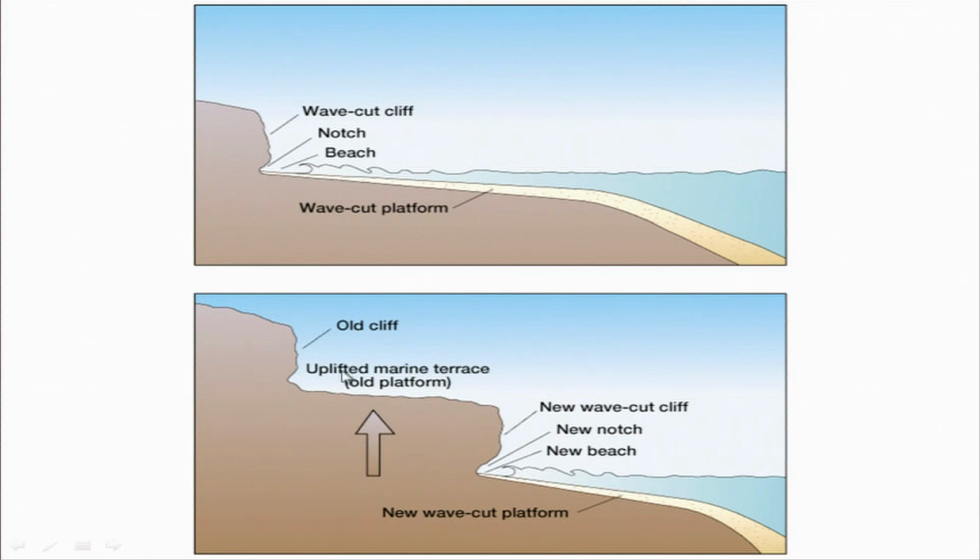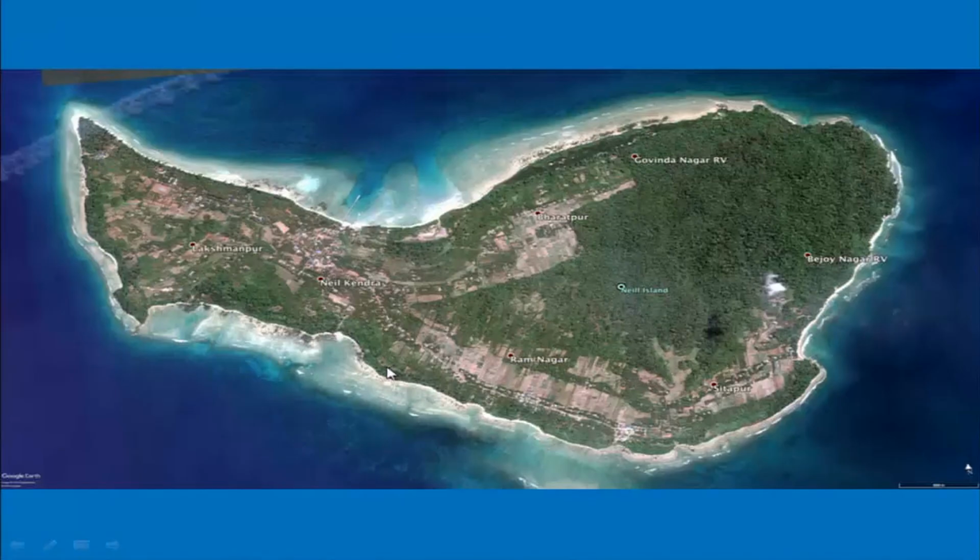So this is one of the prominent landforms seen along the coastal zones. Now this portion, as I was talking about from Andaman, is Neil Island, which is located on the eastern side of the main Andaman, and it is a very beautiful island.